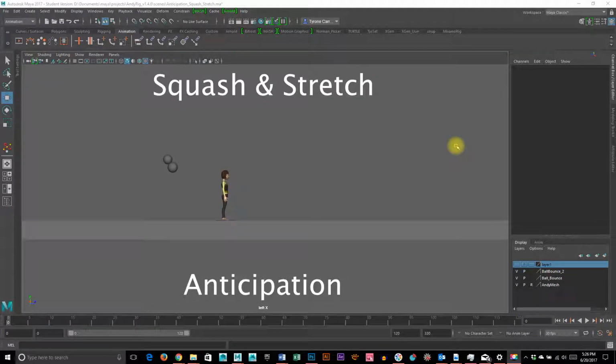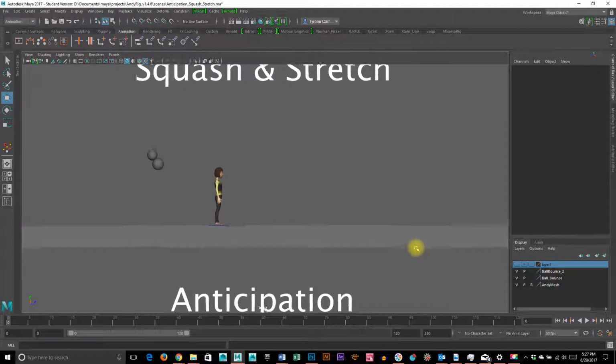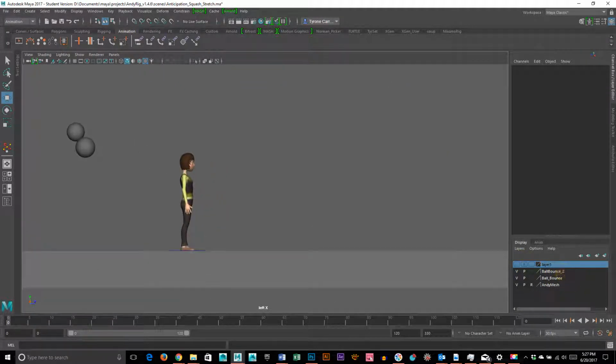Hello. In this week's lesson, we'll be going over the principles of squash and stretch and anticipation and understanding what the heck that means. So let's find out. So let's start with what squash and stretch is.